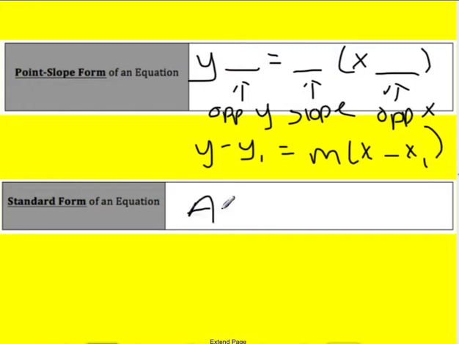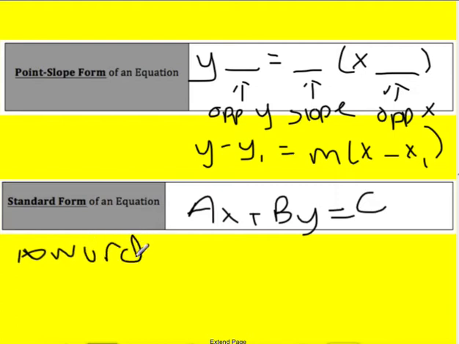Then for the standard form of an equation, it's ax plus by is equal to c. Standard form is used a lot for word problems. That's where we use it the most. In order for us to graph anything, we have to convert things into slope-intercept form because that's the easiest way to graph. So let's take a look.